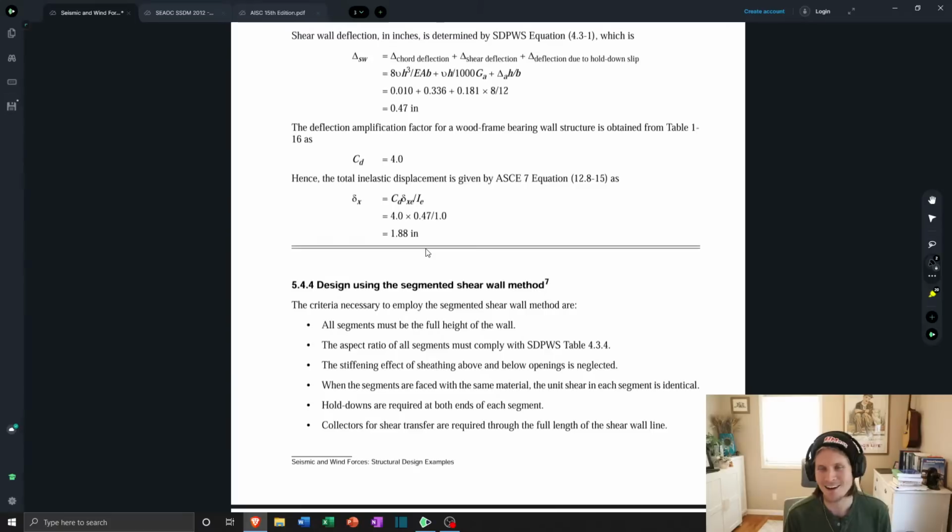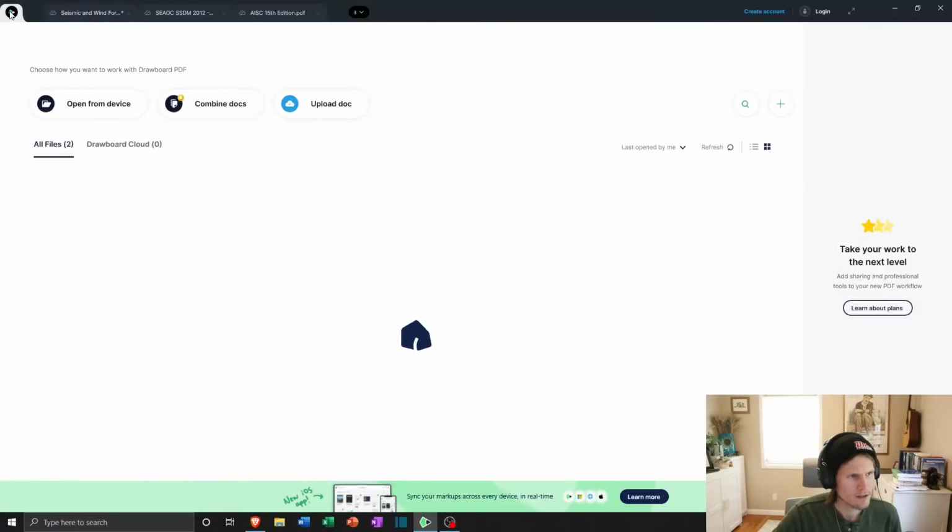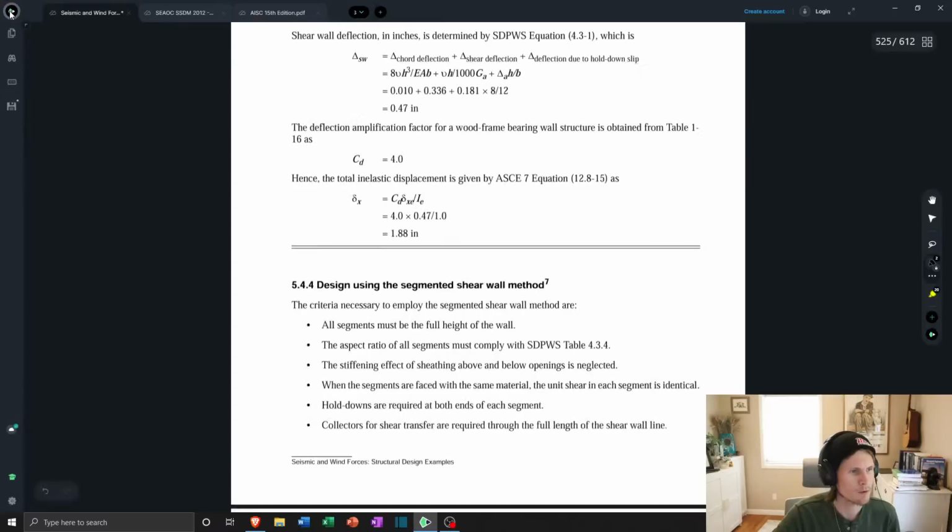All right, before I log off, yeah, so this is kind of a cool little free PDF software. It's called, I think they changed names. What is this called now? Drawboard? It's called Drawboard? Yeah, Drawboard. And I like it a lot.